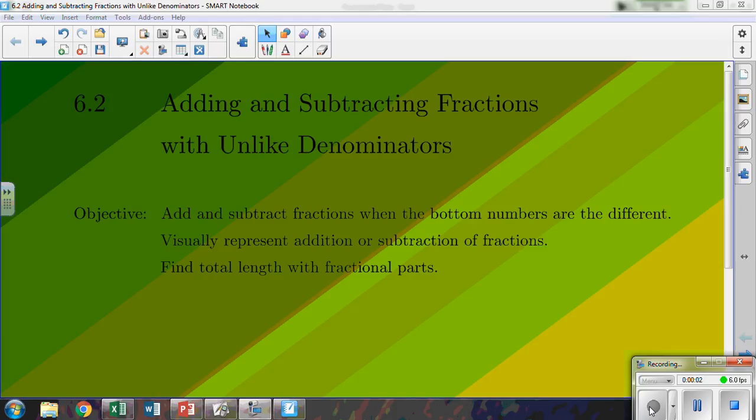In this lesson, we're going to work on adding and subtracting fractions when their denominators are different. Of course, that's the primary objective for the lesson, but we're also going to see how to visually represent adding our fractions. That's more just for a knowledge base and not so much a skill that you're expected to have. But we also want you to be able to find the total length when you have to add up fractional lengths.